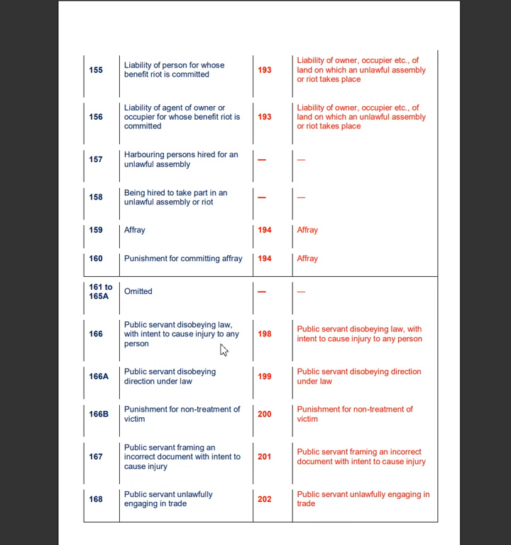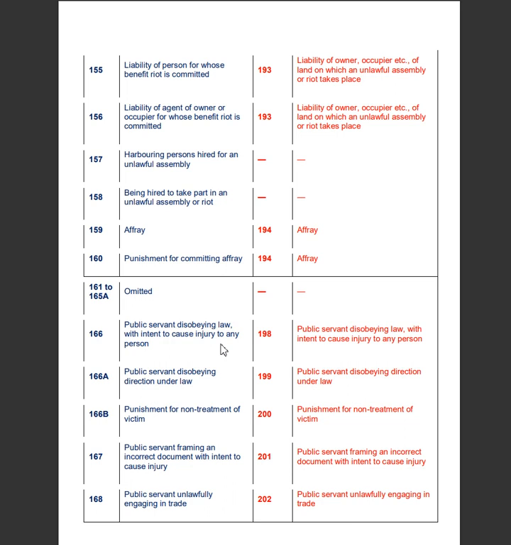Section 166B of the IPC deals with punishment for non-treatment of victim, whereas Section 200 of the BNS deals with punishment for non-treatment of victim. Section 167 of the IPC deals with public servant framing an incorrect document with intent to cause injury, whereas Section 201 of the BNS deals with public servant framing an incorrect document with intent to cause injury.